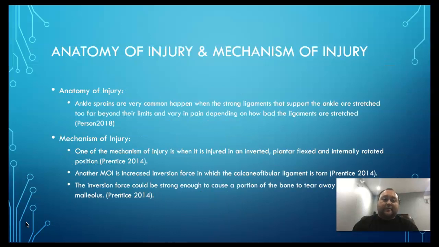Anatomy of injury and mechanism of injury. The anatomy of injury: ankle sprains are very common and happen when the strong ligaments that support the ankle are stretched too far beyond their limits. It varies in pain depending on how badly the ligaments are stretched. Mechanism of injury: one of the mechanisms of injury is when it is injured in an inverted, plantar flexed, and internally rotated position. Another one is increased inversion force, in which the ligament is torn. The inversion force could be strong enough to cause a portion of the bone to tear away from the lateral malleolus.